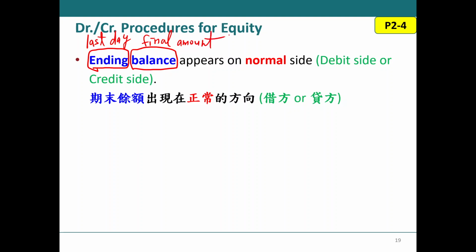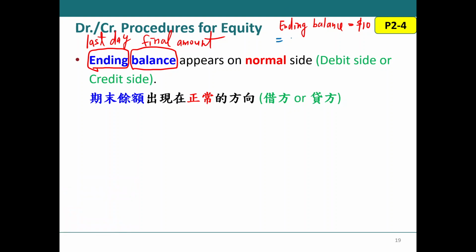Okay, so what does it mean? December 31st is my last day of the whole year. I find out the final number, how much, okay? So for example, I told you the ending balance is $10. So what does it mean? I have $10 on my last day of this month or this year or this quarter.